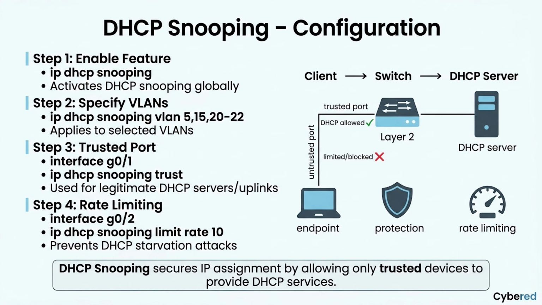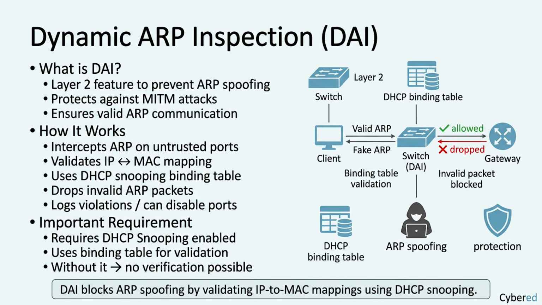Key takeaway: DHCP Snooping protects your network by blocking rogue DHCP servers, preventing DHCP starvation attacks, and ensuring only trusted devices assign IP addresses. Dynamic ARP Inspection is a layer 2 security feature used to prevent ARP spoofing and man-in-the-middle attacks. It ensures that only valid ARP requests and replies are allowed on the network.